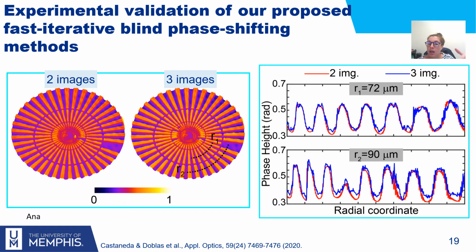Obviously, we use the same hologram, the same experimental images of the star target, and we compare the performance with 2 or 3 images, and we did quantitative profiles to see the performance. So the performance is the same. As you might see, sometimes it looks a little more noisy than 3 images, but roughly the performance is the same with 2 or 3 images.